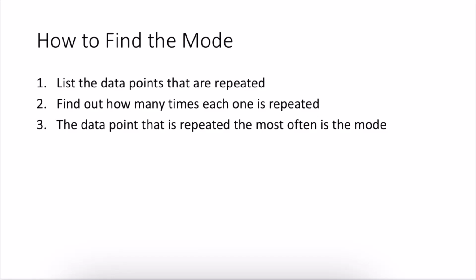So the way that you find the mode, or at least this is the way I like to do it, is I list out all of the data points that are repeated, and then I figure out how many times each one of them is repeated. And the data point that's repeated the most often is going to be the mode.